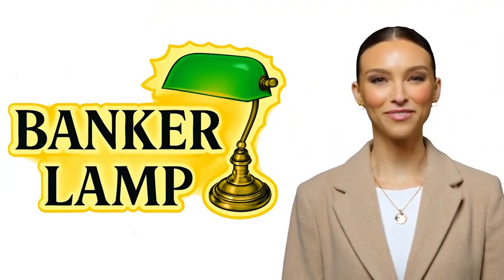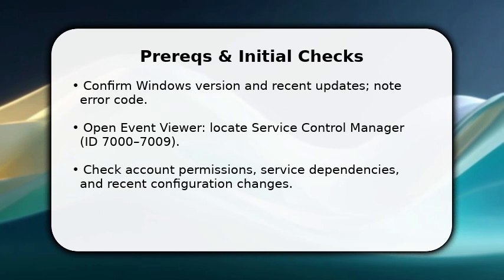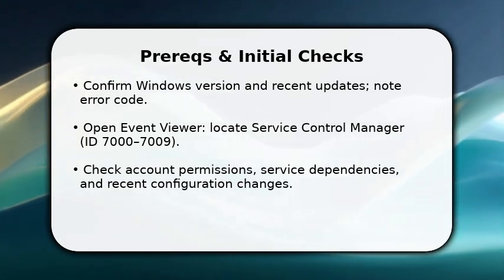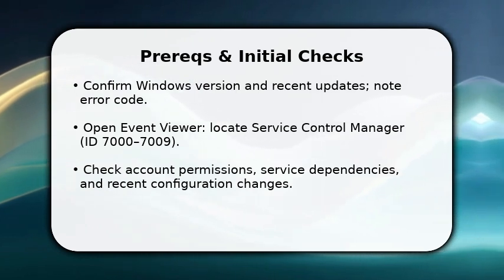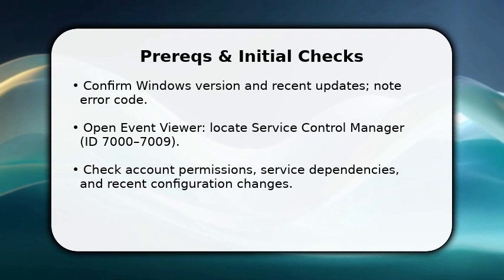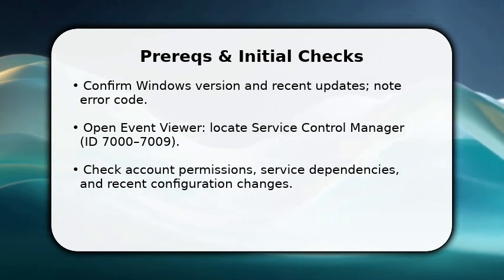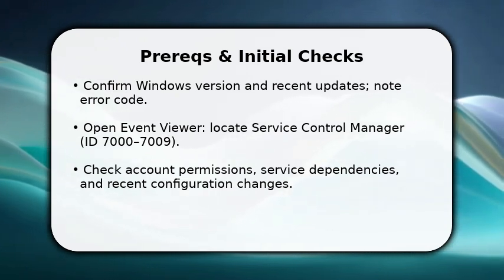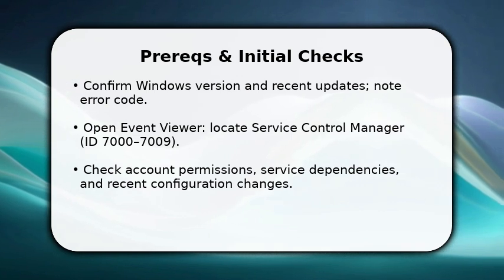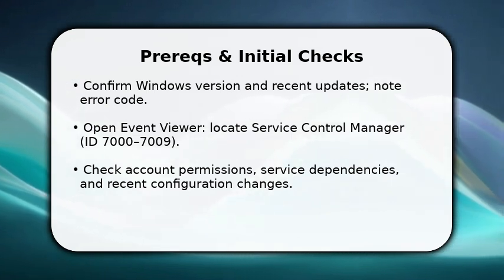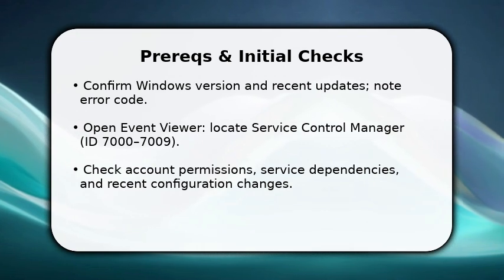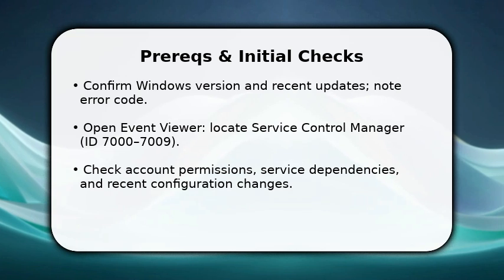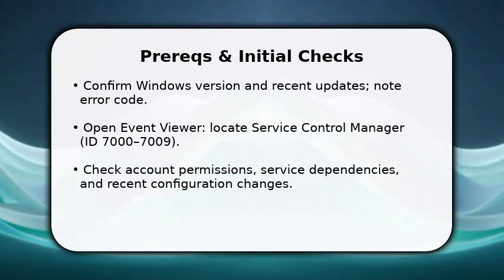Please enjoy the video. You start by confirming Windows version and recent updates so you know the environment. Once done, open Event Viewer and filter for Service Control Manager events, look for ID 7000-7009 and record the exact error text. Make sure you run an elevated command prompt. This gives you permission to query and change services. Also inspect service dependencies and the service account used, because many failures come from permission or dependency mismatches. This sets up the corrective steps that follow.